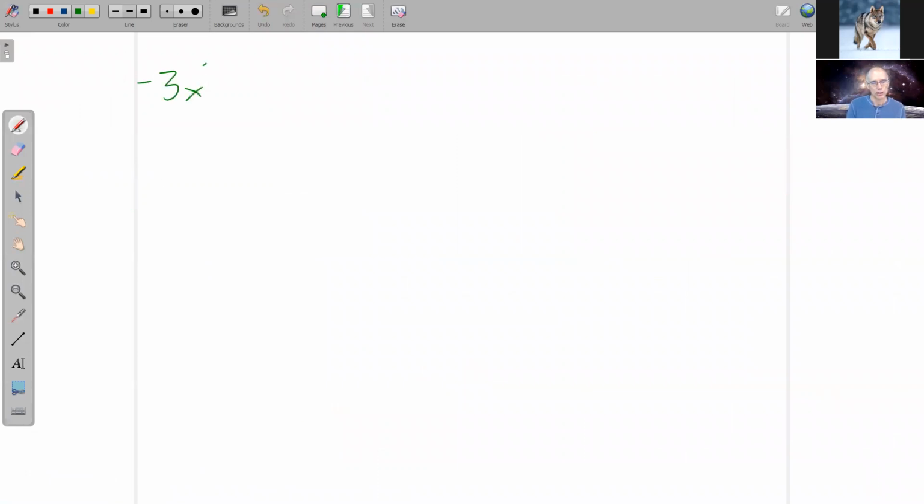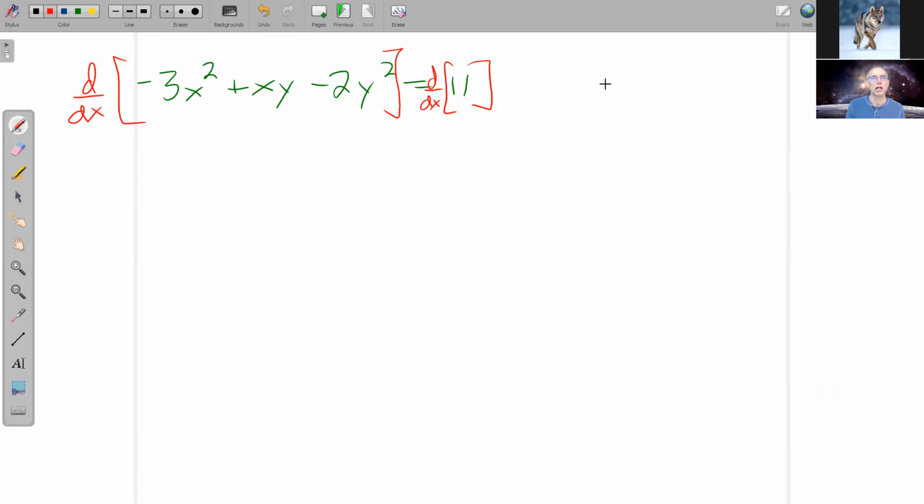Negative 3x squared plus xy minus 2y squared equals 11 is our original function, and we want to take the derivative with respect to x on each side. And this is called implicit differentiation. The y is cubed? Yes, it is. Thank you for correcting me there. Good job. So this is called implicit differentiation when we take the derivative of both sides, assuming y is a function of x. So that's important.